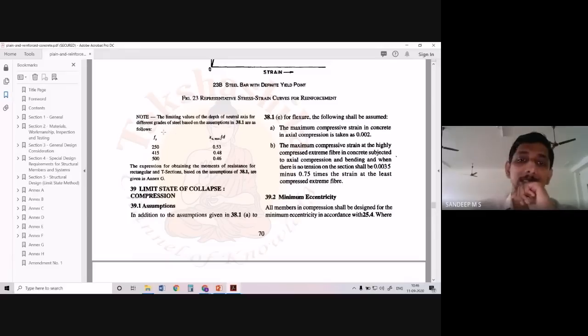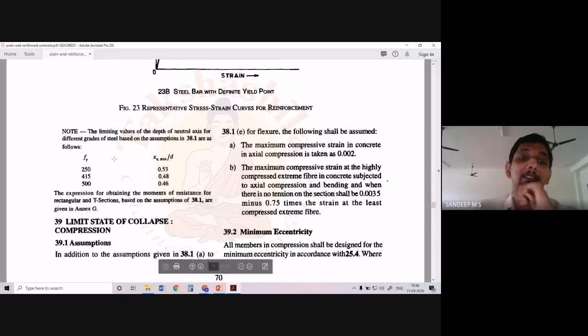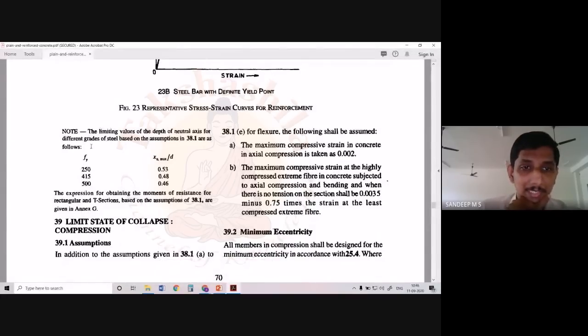Okay. So if you see here, you have a small table in which what is given? The limiting value of depth of neutral axis for different grades of steel based on assumption 38.1 are as follows. So for different grades of steel, we have limiting neutral axis. What do you mean by limiting value of depth of neutral axis? What do you mean by that?